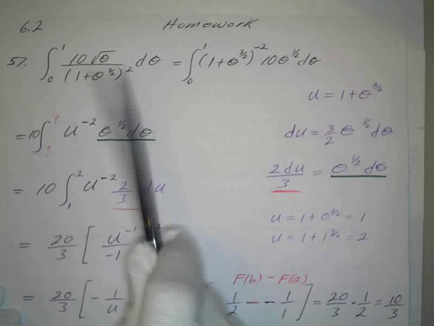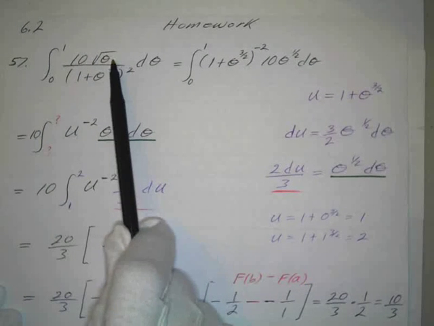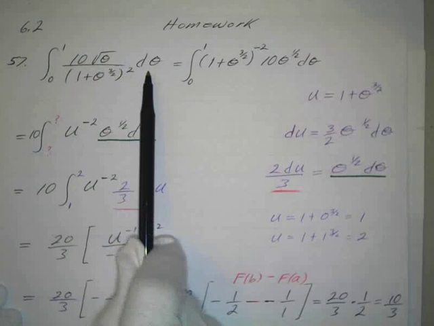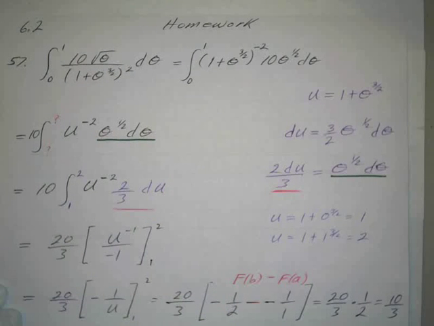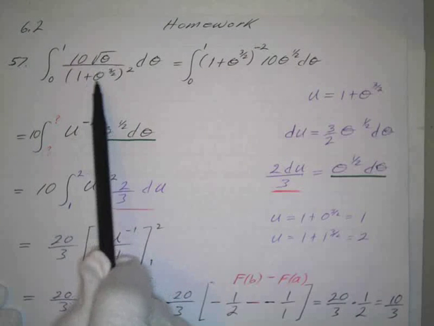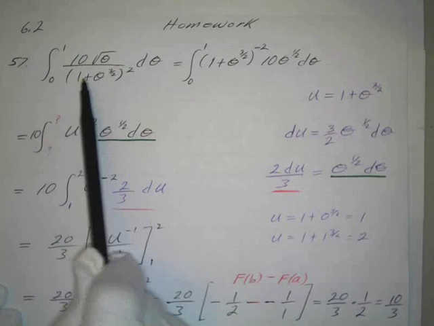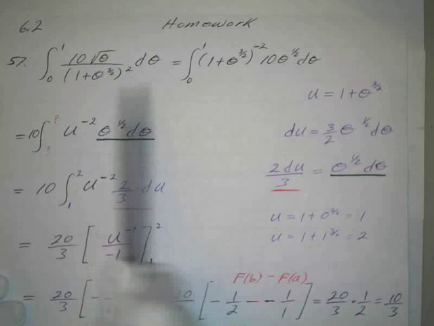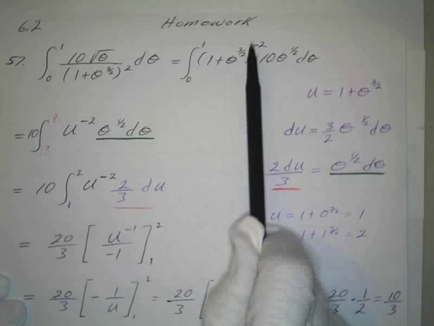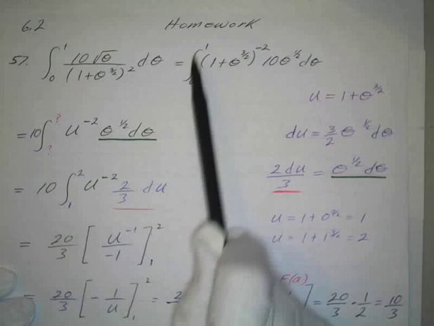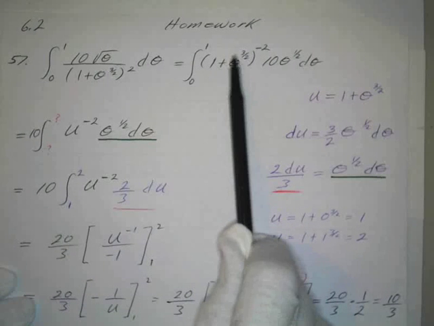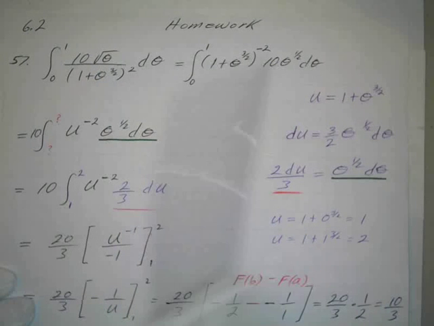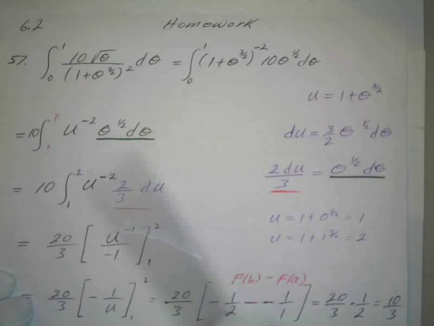Okay, and then we have the integral from 0 to 1 of 10 square root of theta divided by (1 plus theta to the 3/2 power) squared d theta. Well, if I look at this, I know the derivative of this is going to be 3/2 theta to the 1/2, and there's my theta to the 1/2, so I'm going to rewrite this. I'll put this up on top and make this exponent negative 2. It's going to be the integral from 0 to 1 of (1 plus theta to the 3/2) to the negative 2. Then I've got my 10 here, and I'll write this in exponential form.